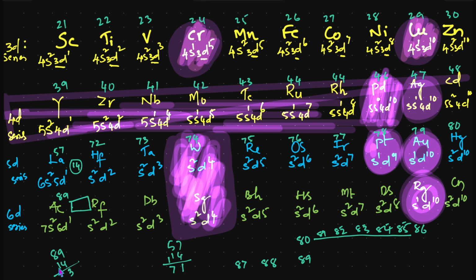So this is 3. So 103, the third element is also present in the actinides. So this is going to be 104. Right? So this is going to be 105. This is 106, this is 107, this is 108, this is 109, this is 110, this is 111, this is 112. So these are the electronic configurations and their atomic numbers.